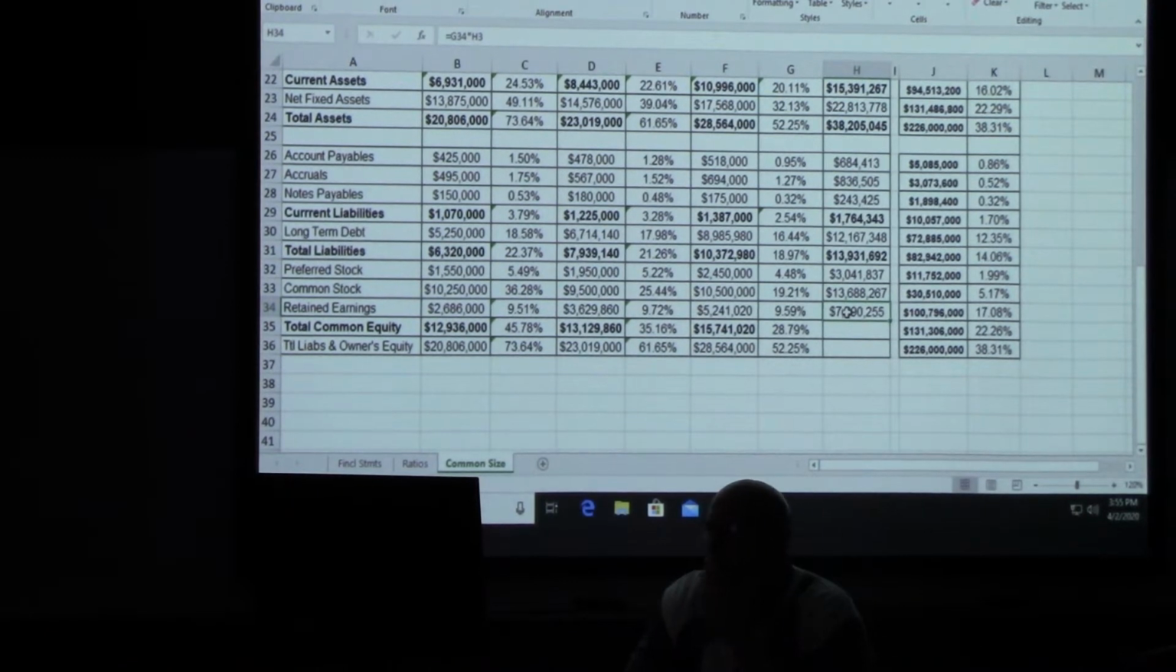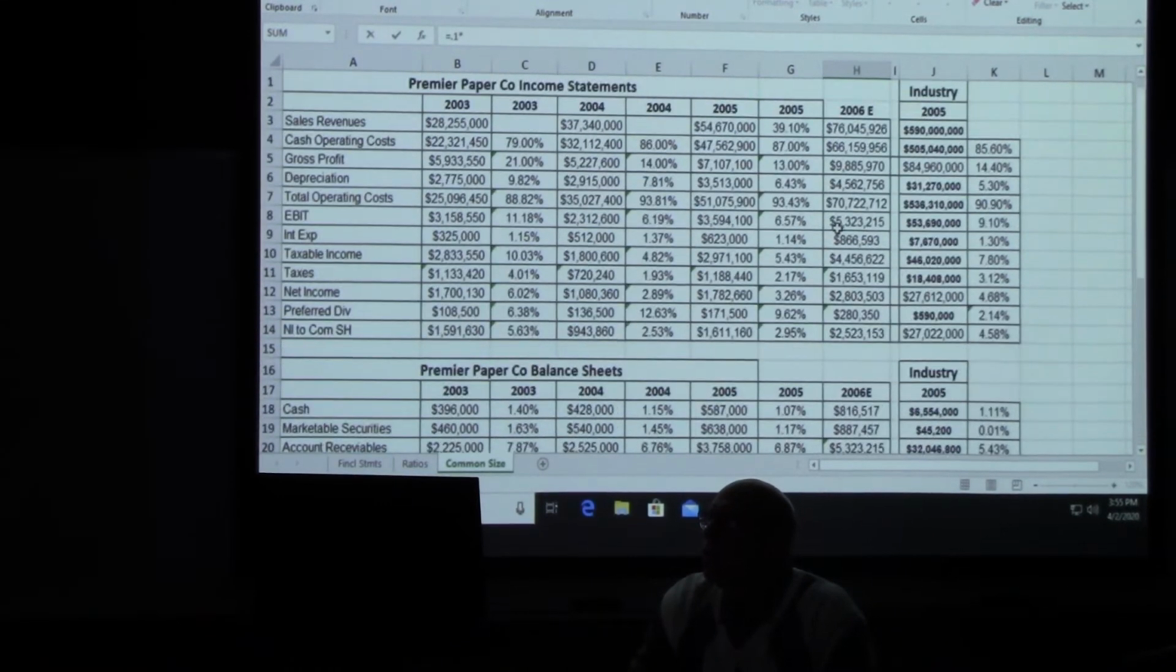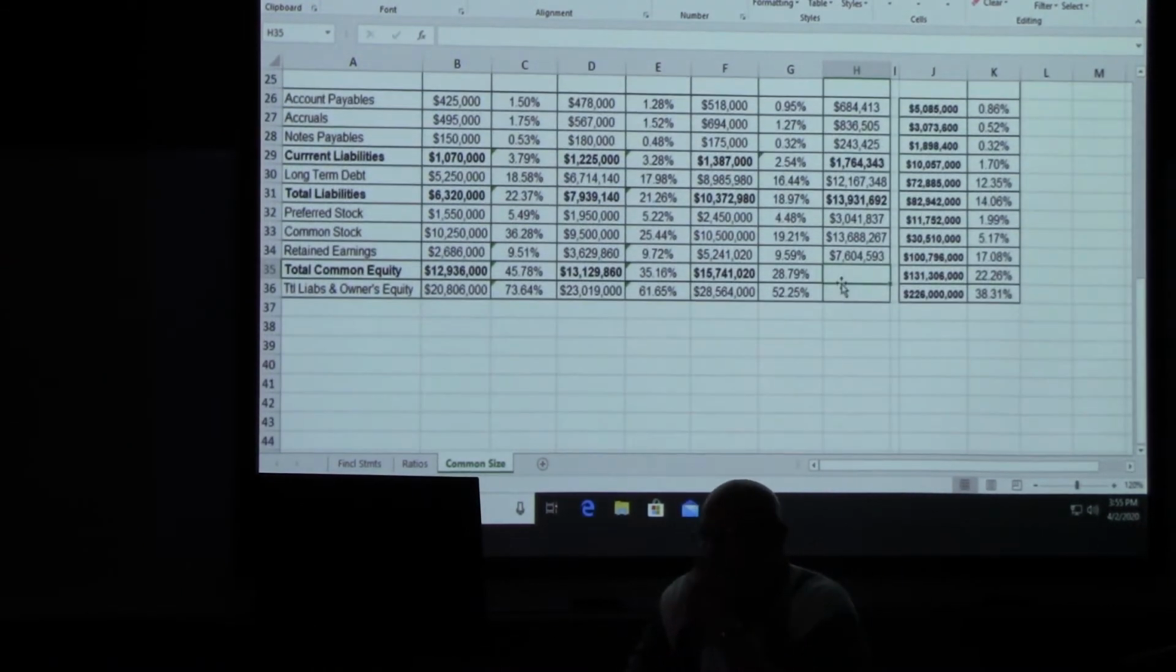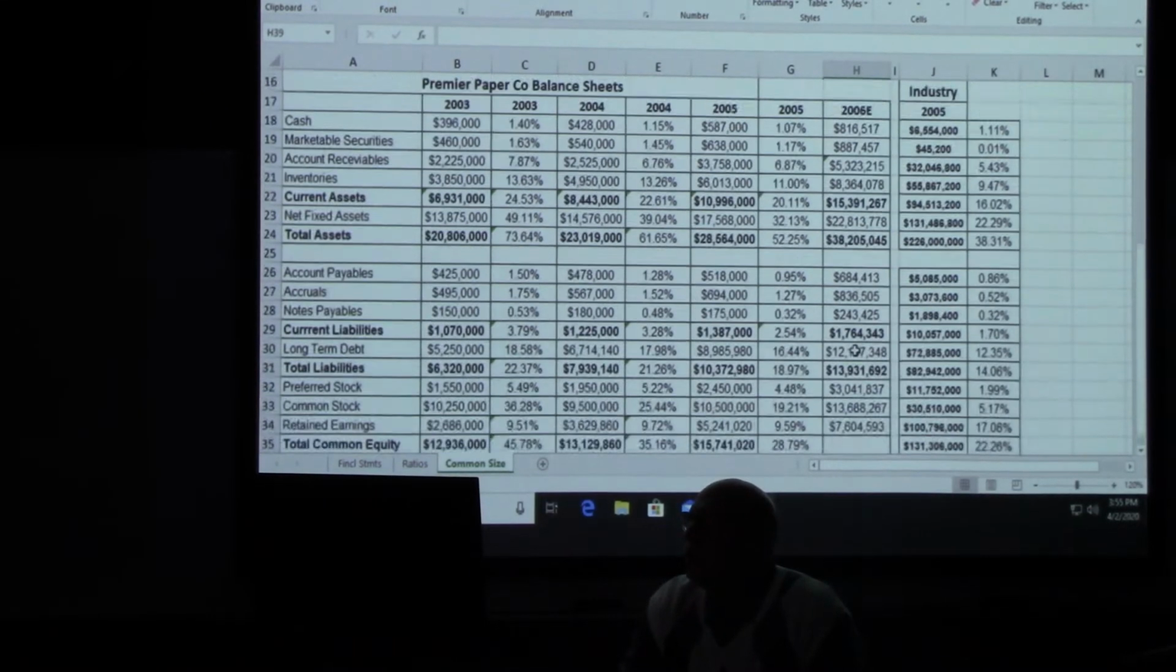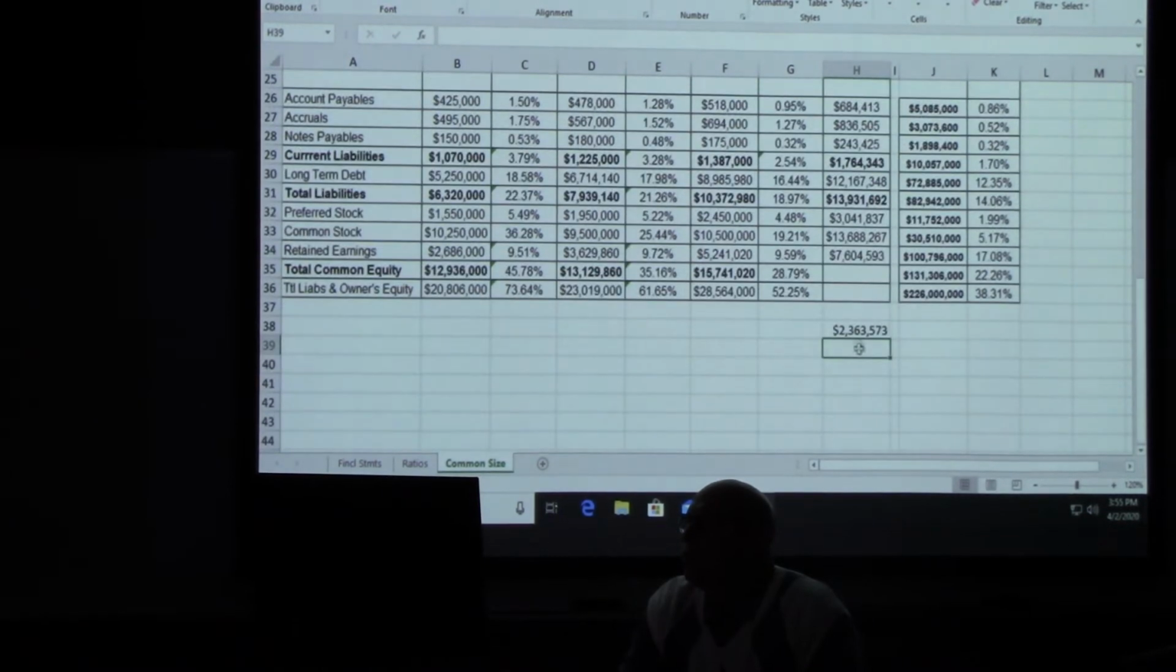So if we say equals 0.1 times our sales number, that brings that up there. So that's equal to that minus that. We're still a little bit low, but we're closing in. I'm okay with that. We're close enough.